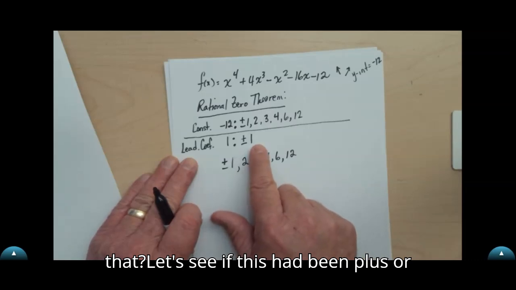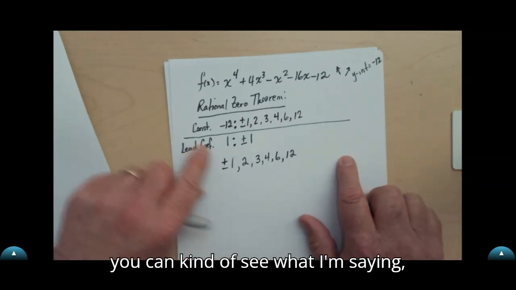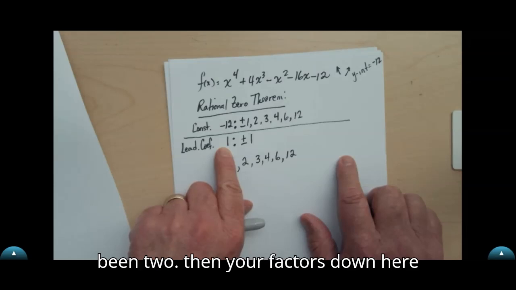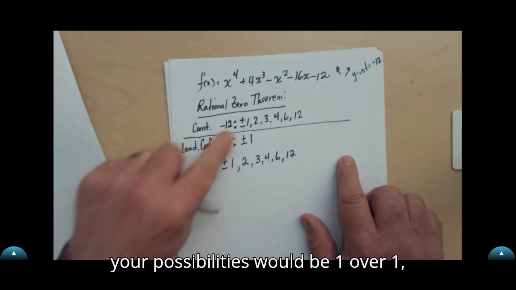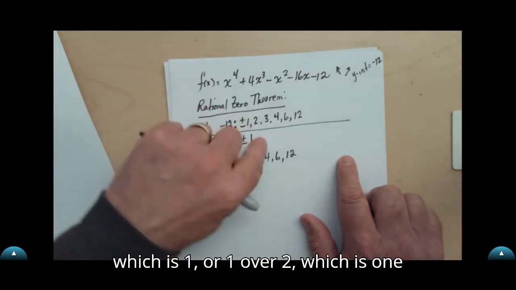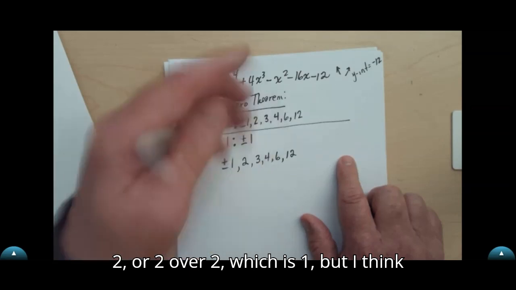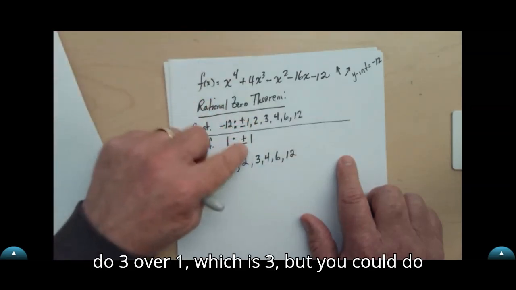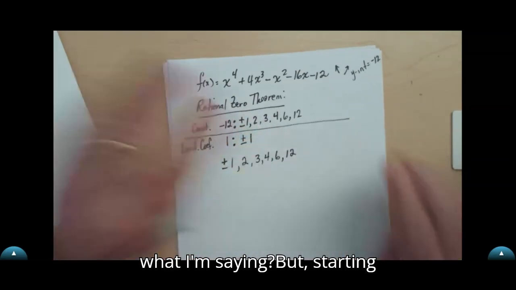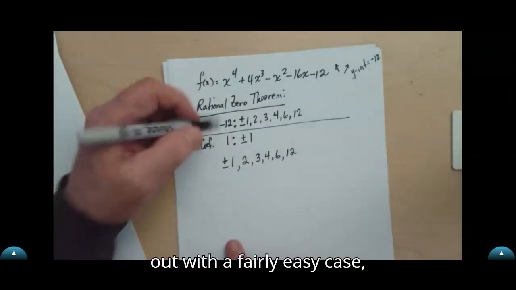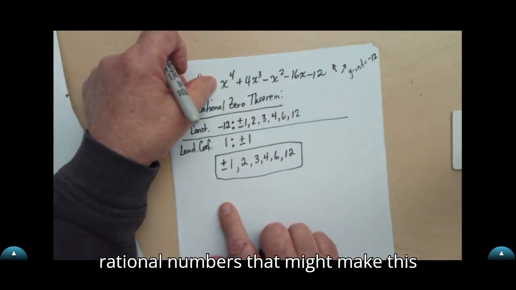But see, if this had been plus or minus 1 and 2, so we'll look at an example of this next week, but just so you can kind of see what I'm saying, let's say the leading coefficient had been 2. Then your factors down here would be plus or minus 1 or 2, and then your possibilities would be 1/1, which is 1, or 1/2, which is 1/2, or 2/1, which is 2, or 2/2, which is 1, but I think we already found that number. You could do 3/1, which is 3, but you could do 3/2, which is 3/2. So you see what I'm saying? But starting out with a fairly easy case, these numbers are the only rational numbers that might make this equal to 0.